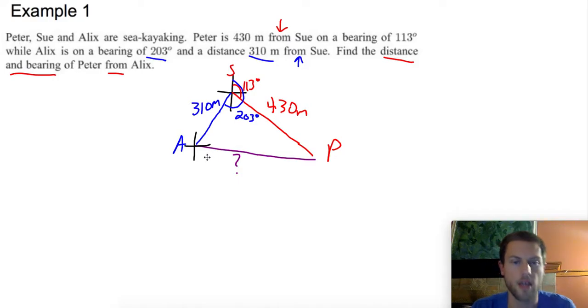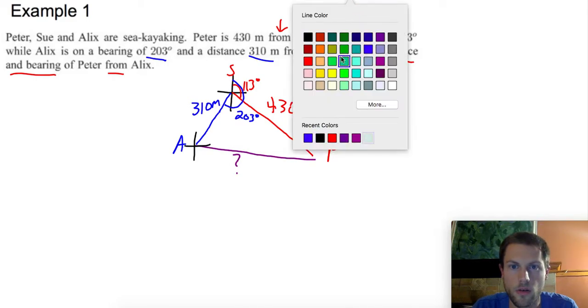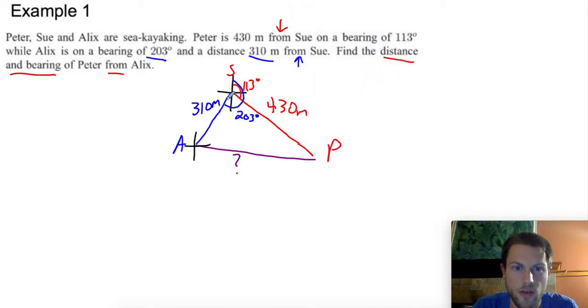So let's dig into this. We have to find some more information about what's going on here. Probably the easiest thing to do to start off is to figure out what this angle, let's go green, I want to find out what this angle is right here.